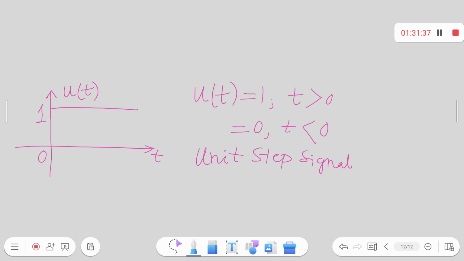Now, last day I have told, okay, we have certain operations on the signal, right? On the amplitude axis as well as on the time axis. Okay. Now, on the amplitude axis we have discussed addition, multiplication by a constant, or multiplication by another signal, differentiation, integration, right? Now if you integrate this signal, what will you get? If you integrate this signal, u of t. If you integrate this signal, what will you get?